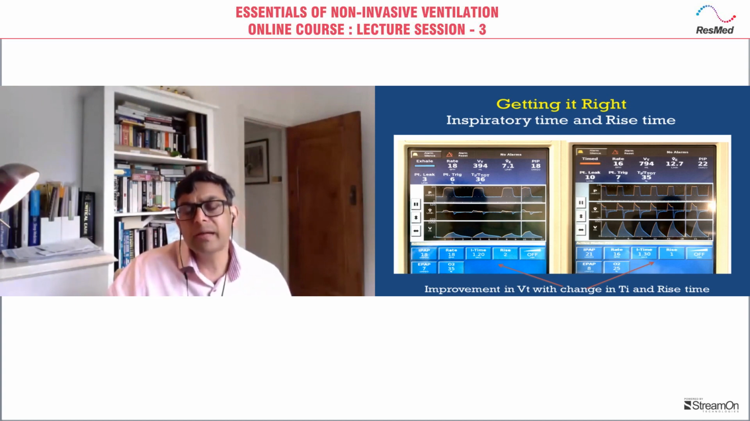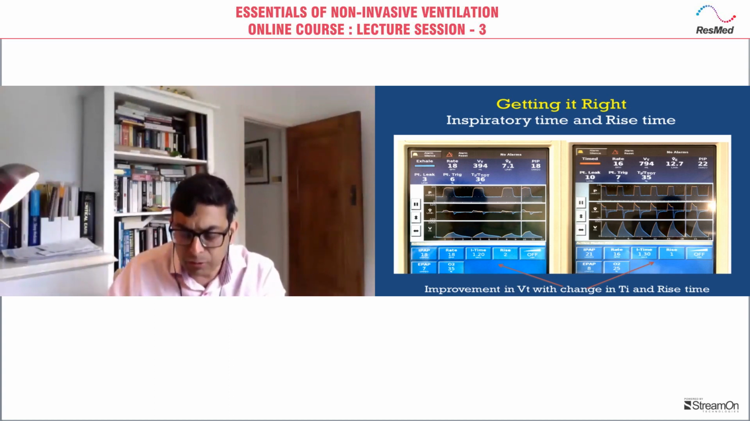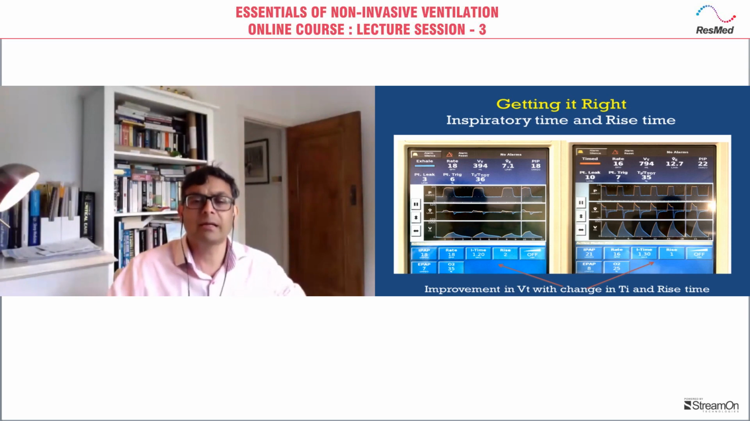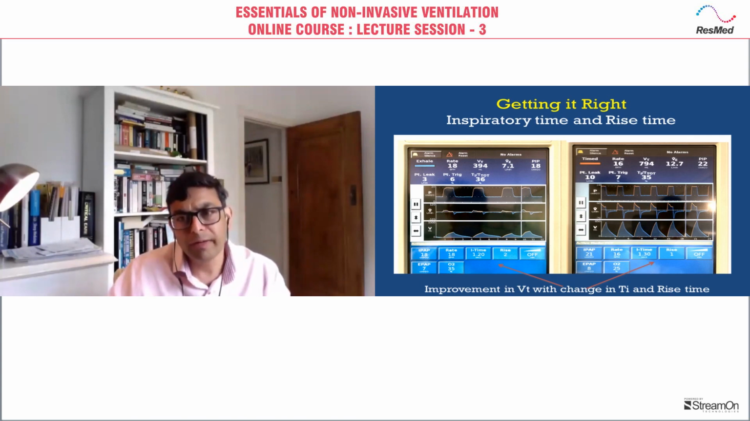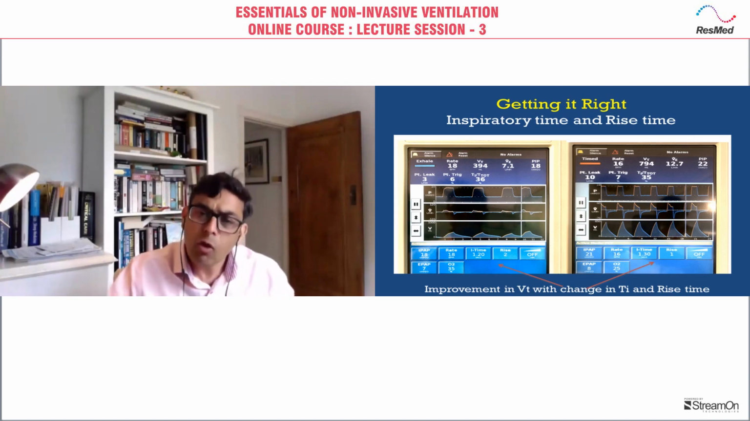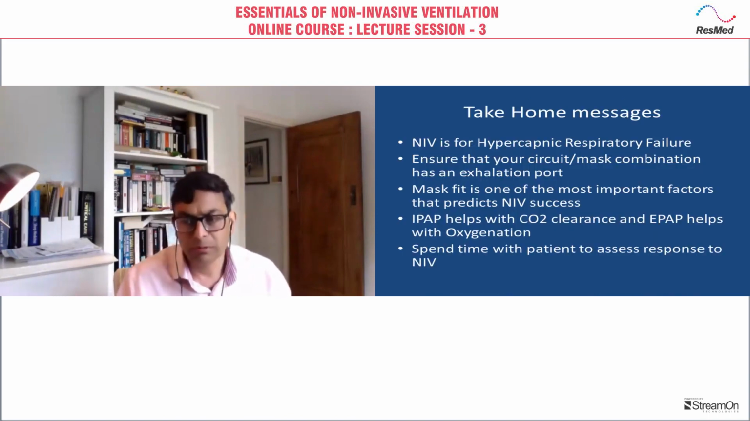So what's happening is as we are pumping more in and giving bigger breaths, it's leading to a little bit of gas trapping. So unless we eventually sort this issue, when the patient comes off the ventilator, he will really struggle to breathe by himself. So after a while, what we can do is either drop the IPAP a little bit or reduce the inspiratory time to give a bit longer time for the patient to breathe out.